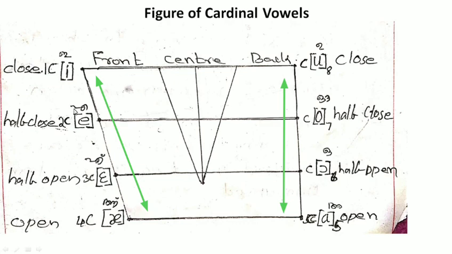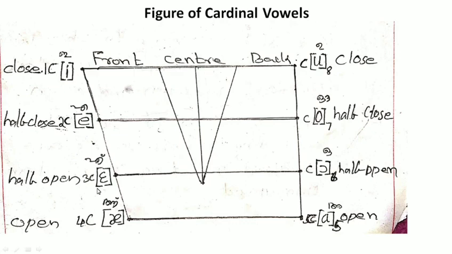Whenever we read this diagram, we have to read from this closed position to half closed, then half open, then open, then again to back open, then back half open, then back half closed, then back close, like this. And this is the front, this is the center, this is the back position of the tongue.